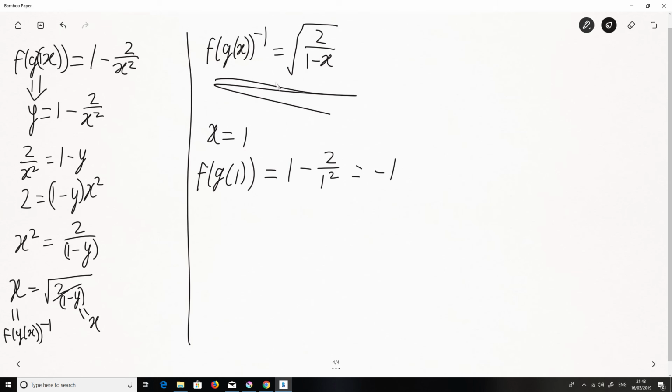So if we substitute minus 1 back into this inverse that we found, we should get back out to 1. So we'll try it. f of g of minus 1 all to the minus 1 equals 2 over 1 minus minus 1 square rooted, which equals square root of 2 over 2, which equals square root 1, which equals 1. So as you can see, we've managed to get back to the 1 that we substituted initially, and that means that our inverse is correct.